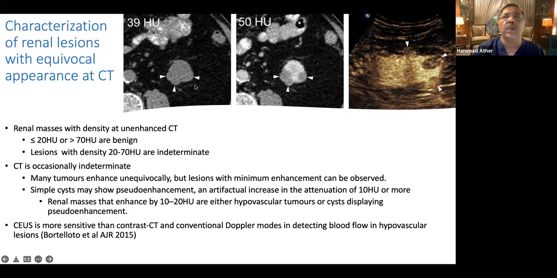So in this case, you have a lesion which is 39 Hounsfield units. So this is a gray area. Following contrast, the increase in the enhancement was about 11. Another important point: this is non-contrast 39 Hounsfield units, post-contrast 50 Hounsfield units. If the increase in density after the injection of contrast is between 10 and 20, and in this case it is 11, then again it's a hypovascular tumor or a cyst or a pseudotumor.